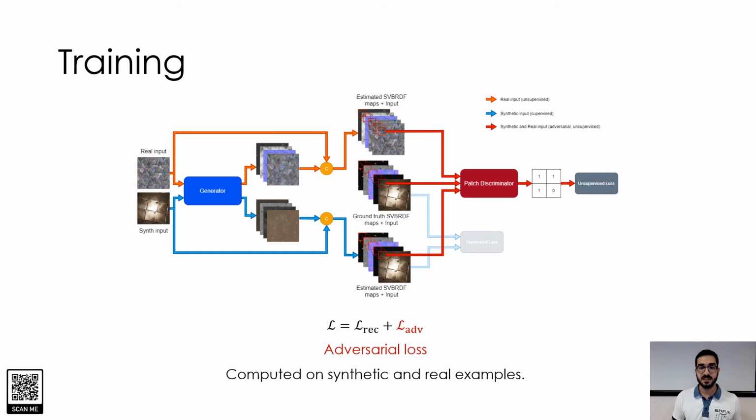The second term is the adversarial loss, and it is computed both for synthetic and real samples. It helps enforce high-frequency details and reduce the domain shift between real and synthetic images.